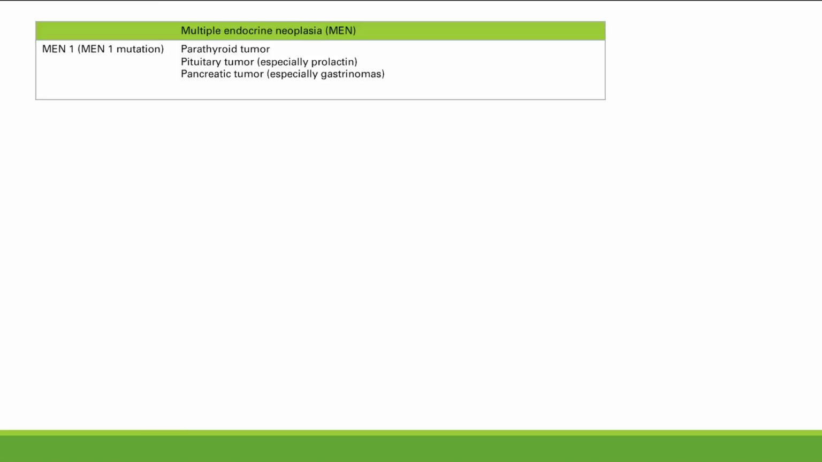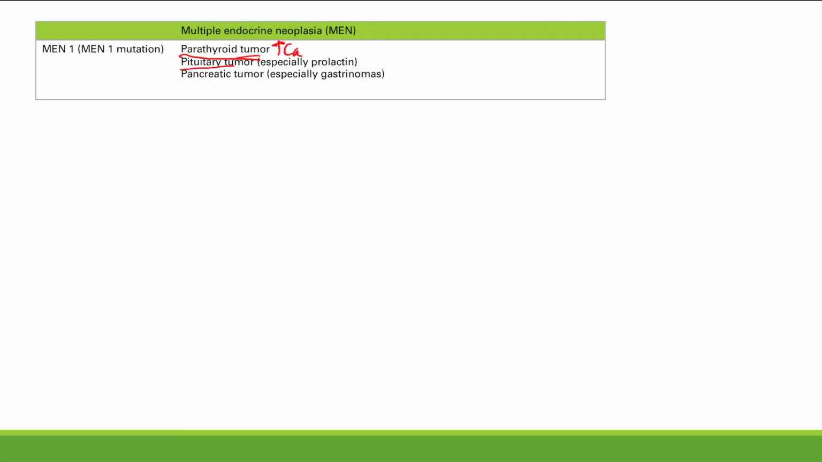And finally, we go into the multiple endocrine neoplasias. These are syndromes with multiple tumors. So you have MEN1 and MEN2. MEN1 has 3 tumors. Parathyroid tumor, and what would you get? What electrolyte abnormality would you see? Parathyroid hormone, remember, increases calcium, so you get hypercalcemia.